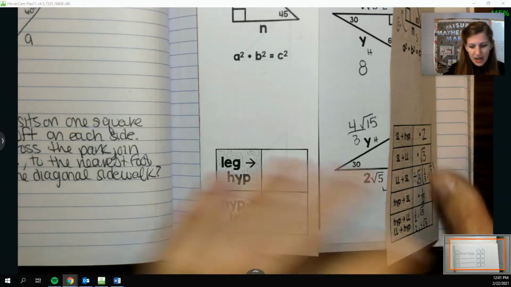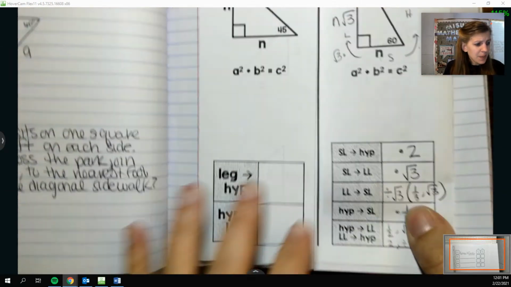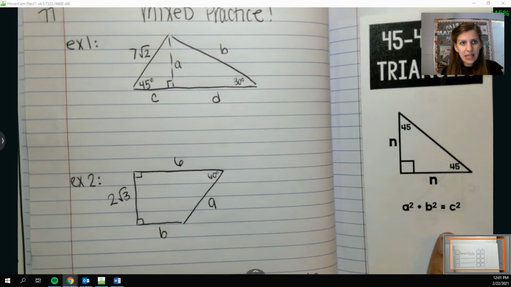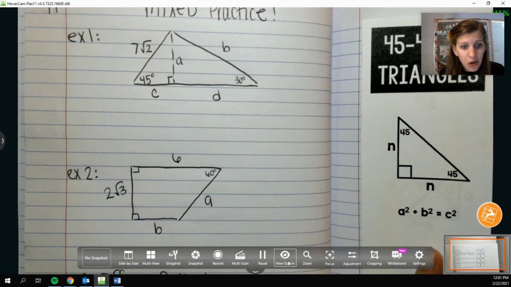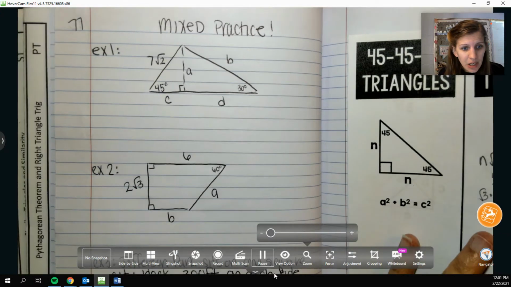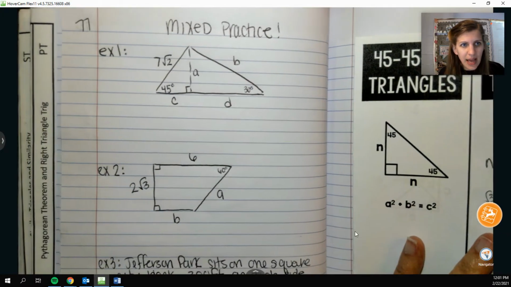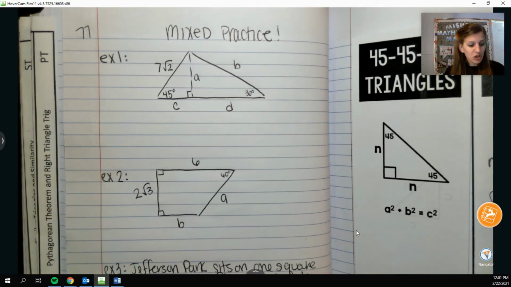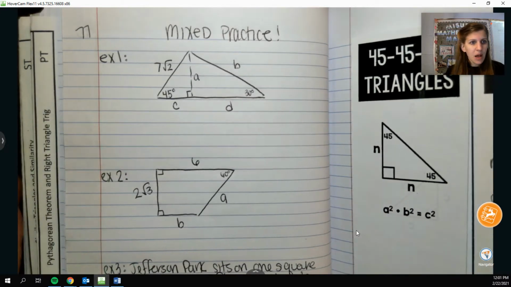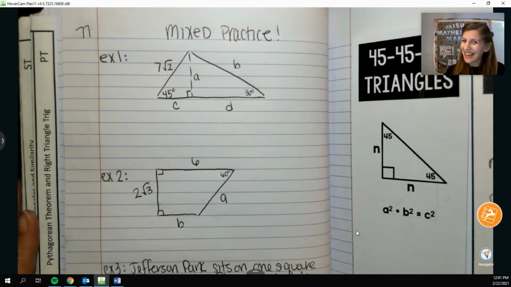All right, guys, so now I want to do a little mixed practice with you. On page 77, I have left that page blank. So let me zoom out a little bit here. What I would suggest doing is maybe pausing and copying these pictures down, and then come back and we'll try them together.